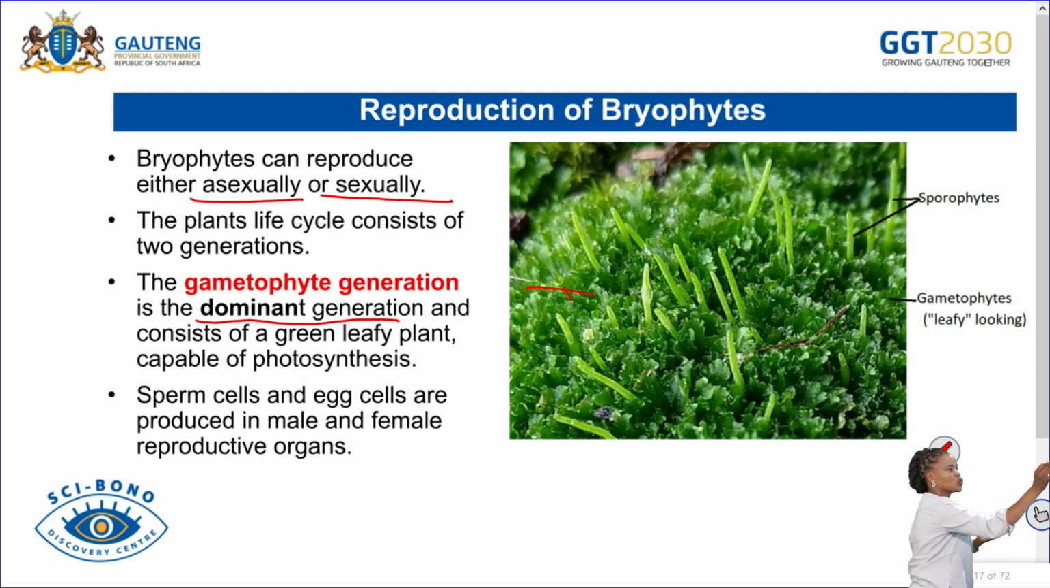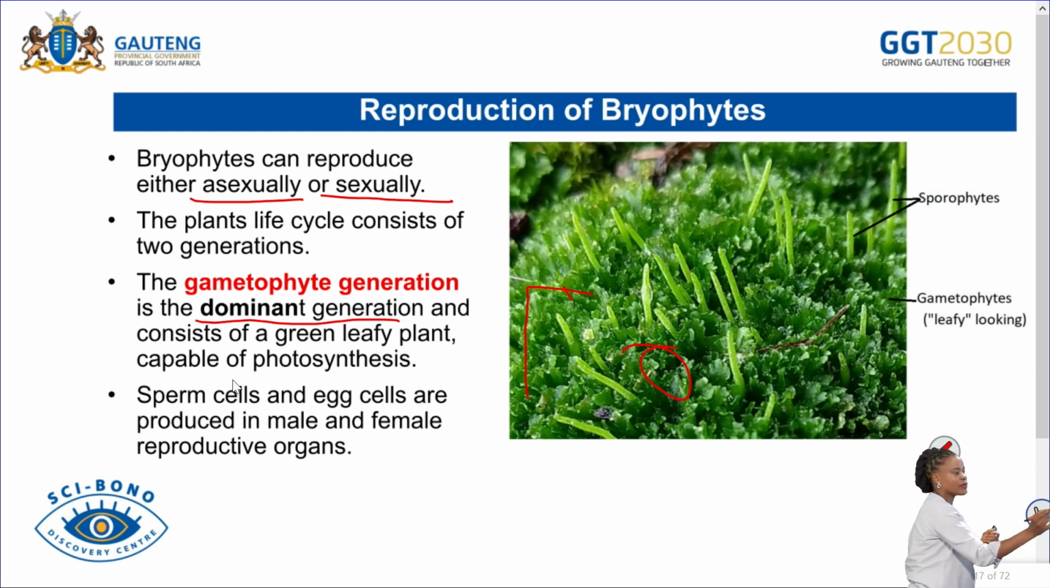And when we look into these leaves, they are green, and we know that when plants are green, it means that they are capable of doing what? Of photosynthesizing. It means that they can photosynthesize. These plants are able to make their own food. Now, sperm cells and egg cells are produced on the what? On the male and female branches.